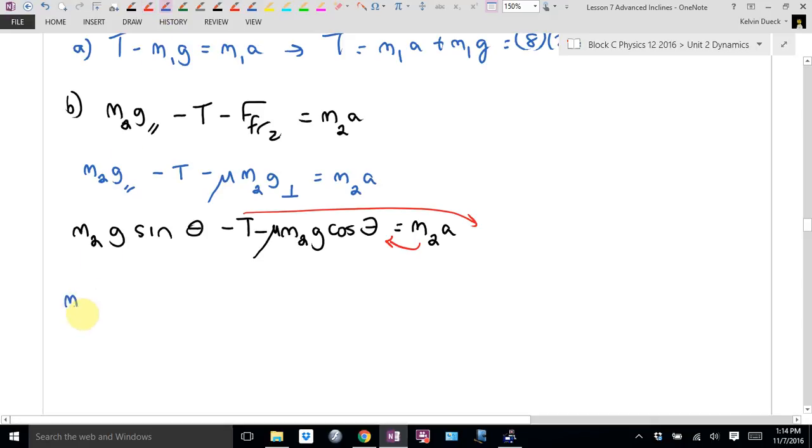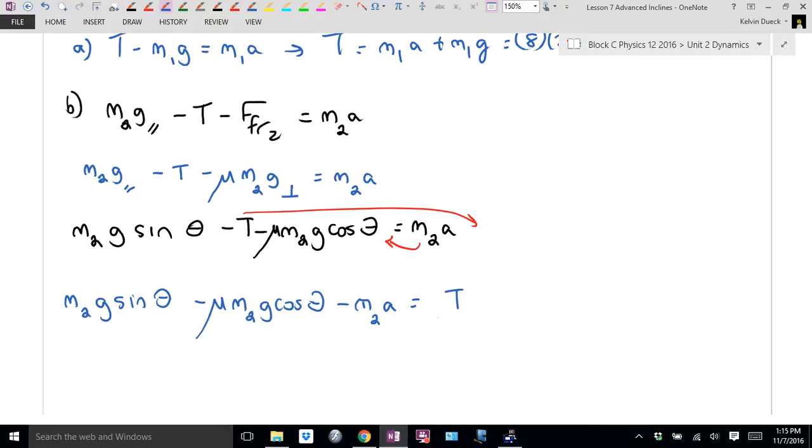So it's going to be M2G sine theta minus mu M2G cos theta minus M2A. That equals tension. How many mass 2s are there in my equation, Michael? 3. How many would I prefer? You know what would be really cool? It would be cool if there was a grade 9 mathematical operation that I could pull out of my back pocket that would somehow make this go from 3 into 1. What? Factoring. I can factor out an M2.